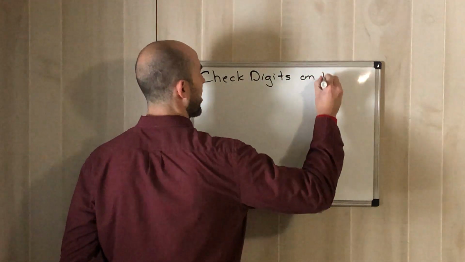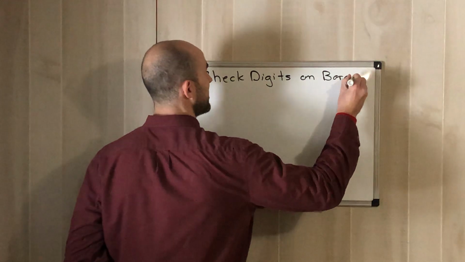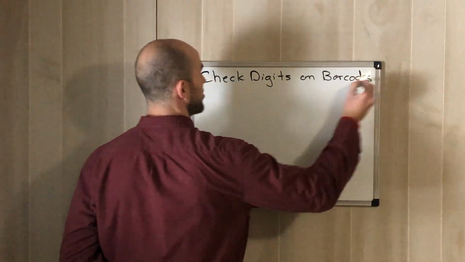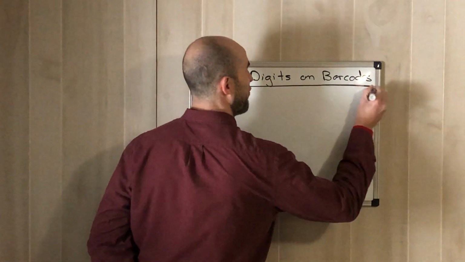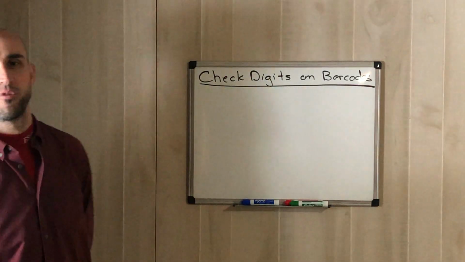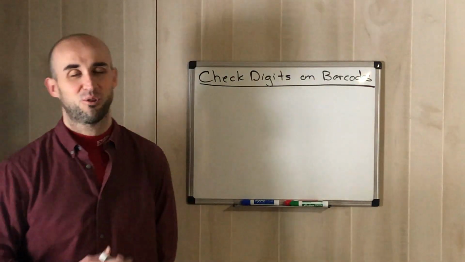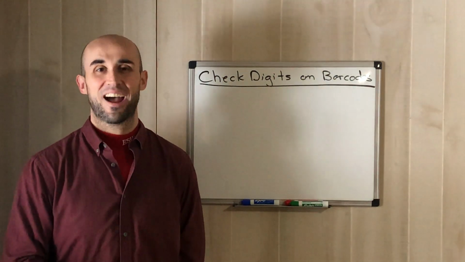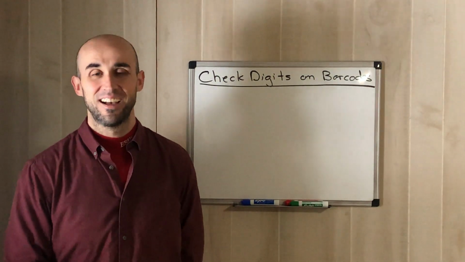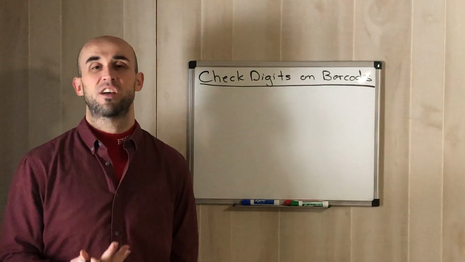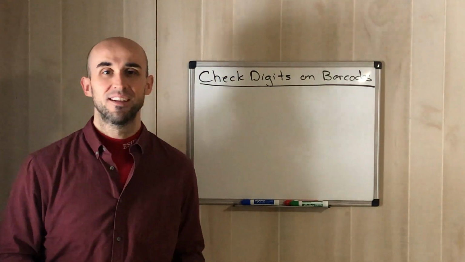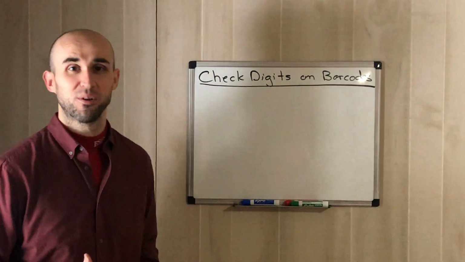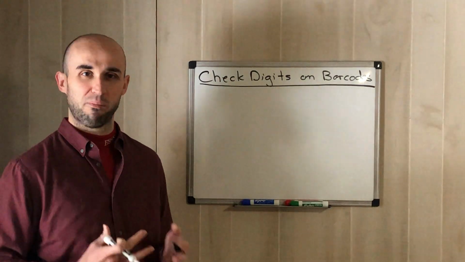Check digits on barcodes. Now I'm not gonna lie, this is the first time that I've ever actually taught discrete math. And before starting to teach this class, if you would have asked me what a check digit is, I would have told you honestly, I have no idea. I had no idea that those numbers on a barcode had a pattern until I started looking into it. And sure enough, there is a pattern when it comes to barcodes.